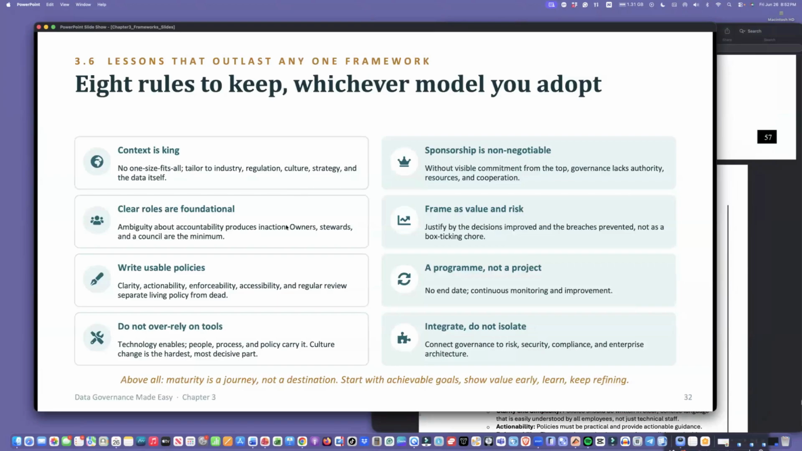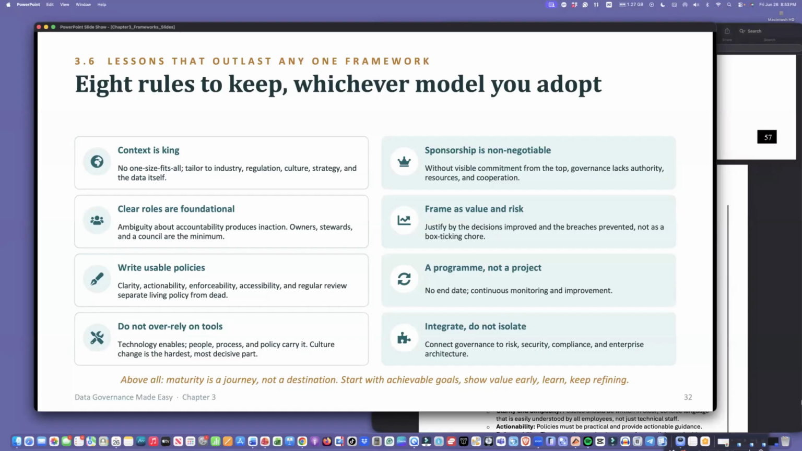Now, 8 rules that you will need to adopt, whichever model you pick. First of all, context is king. No one size fits all. Tailor it to your industry, the regulation, culture, strategy, and data itself. That is what we are learning from Stephen and Hannah. Hannah says that where she sits, almost everything comes to her because of the place she sits. But as you go to different units, it may be different.